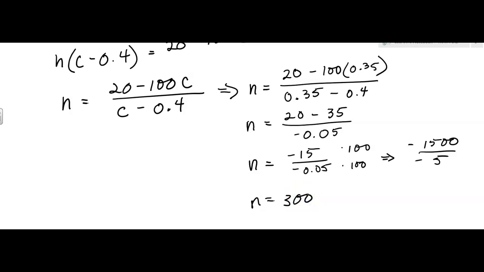But you could just put it in a calculator too. Now remember, n was in terms of milliliters, so it's going to be 300 milliliters. That's how much we need to put in to get the 35% concentration. Okay.